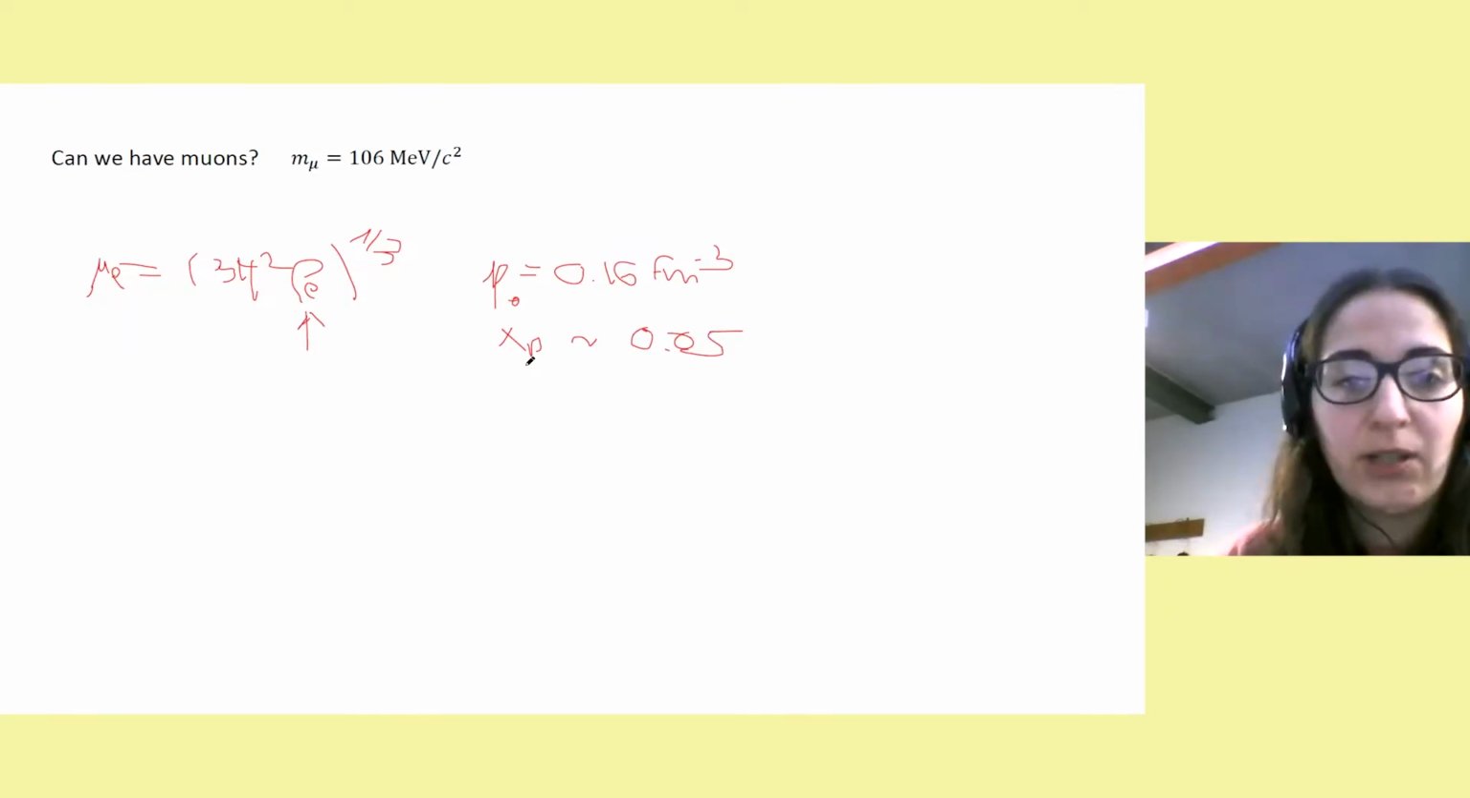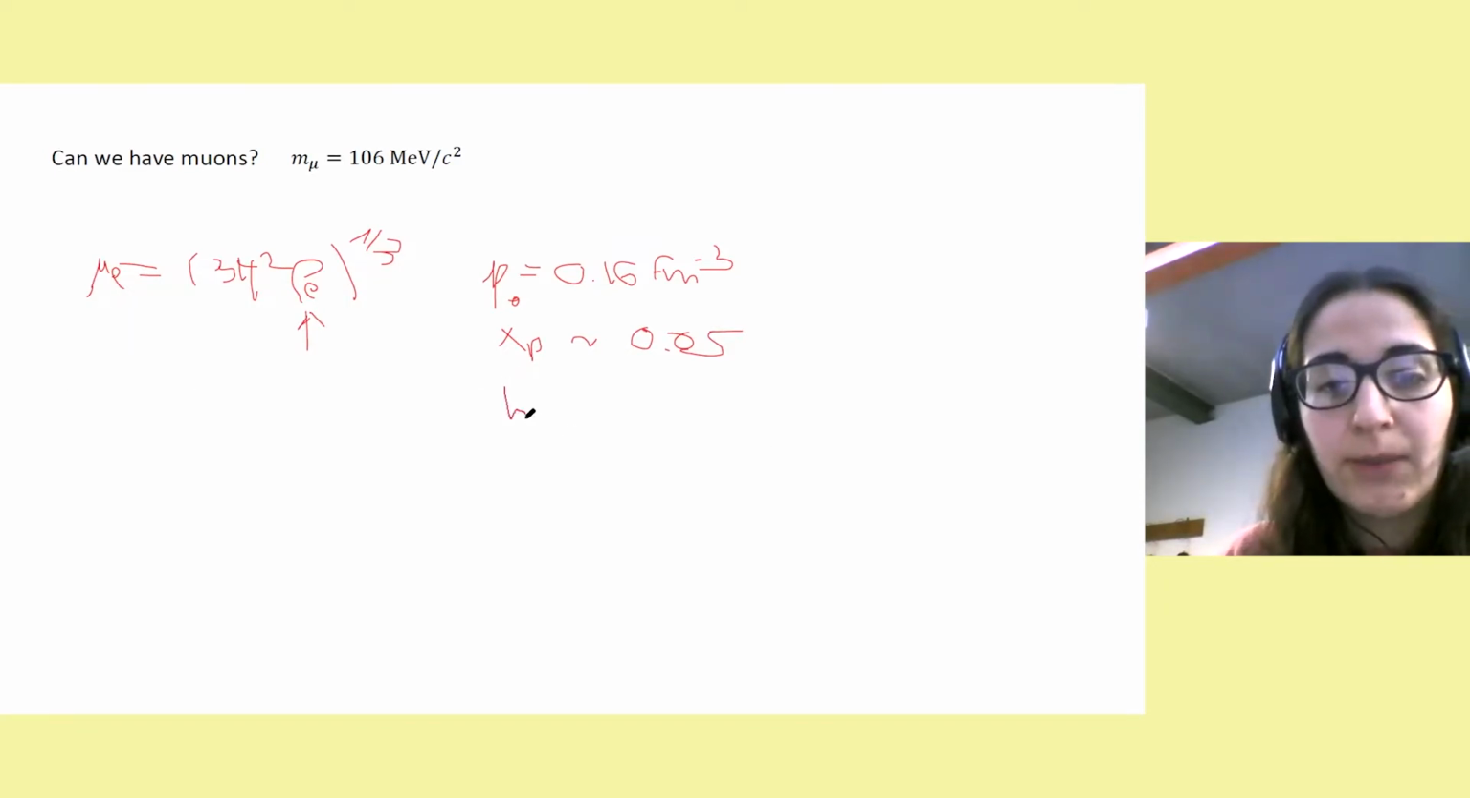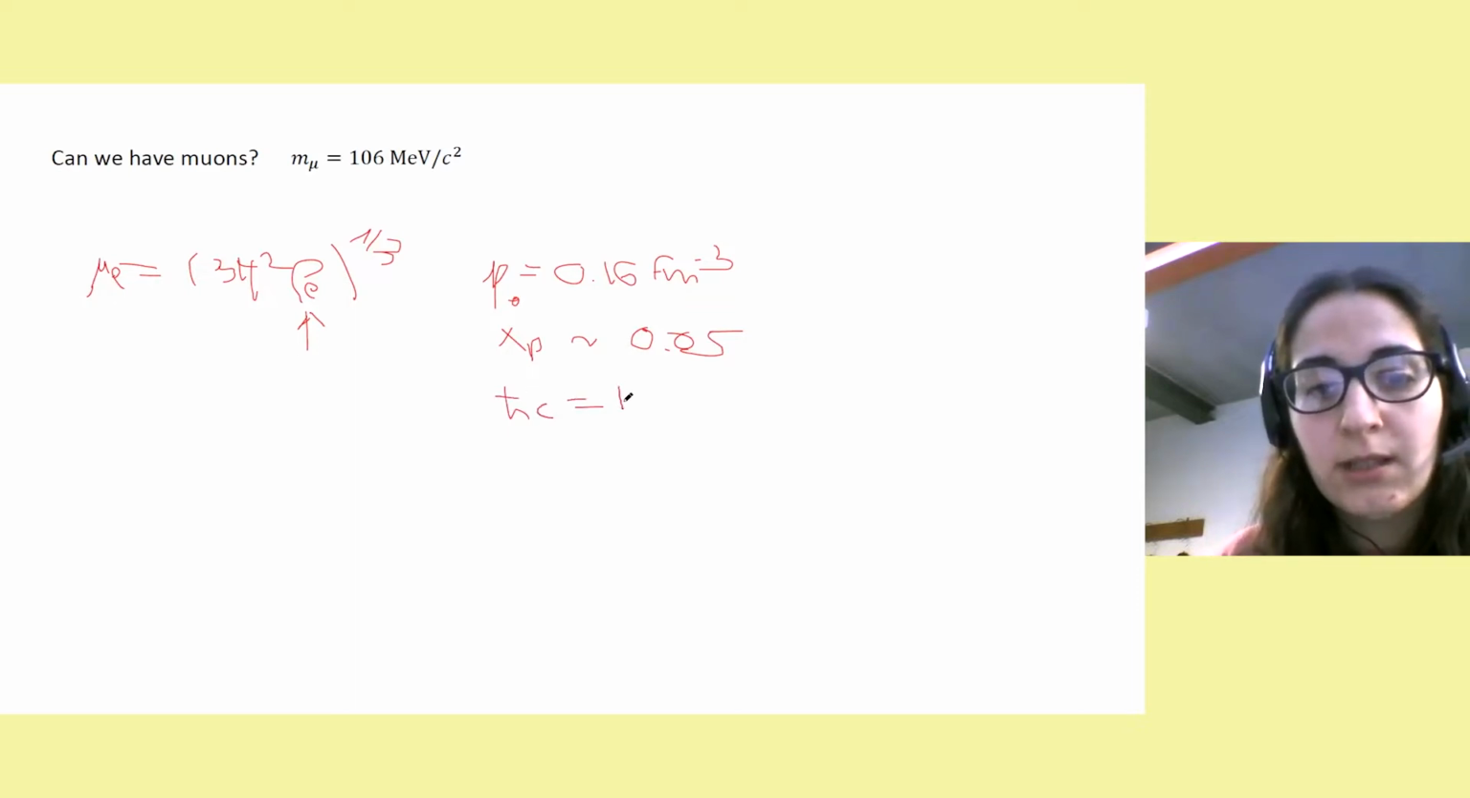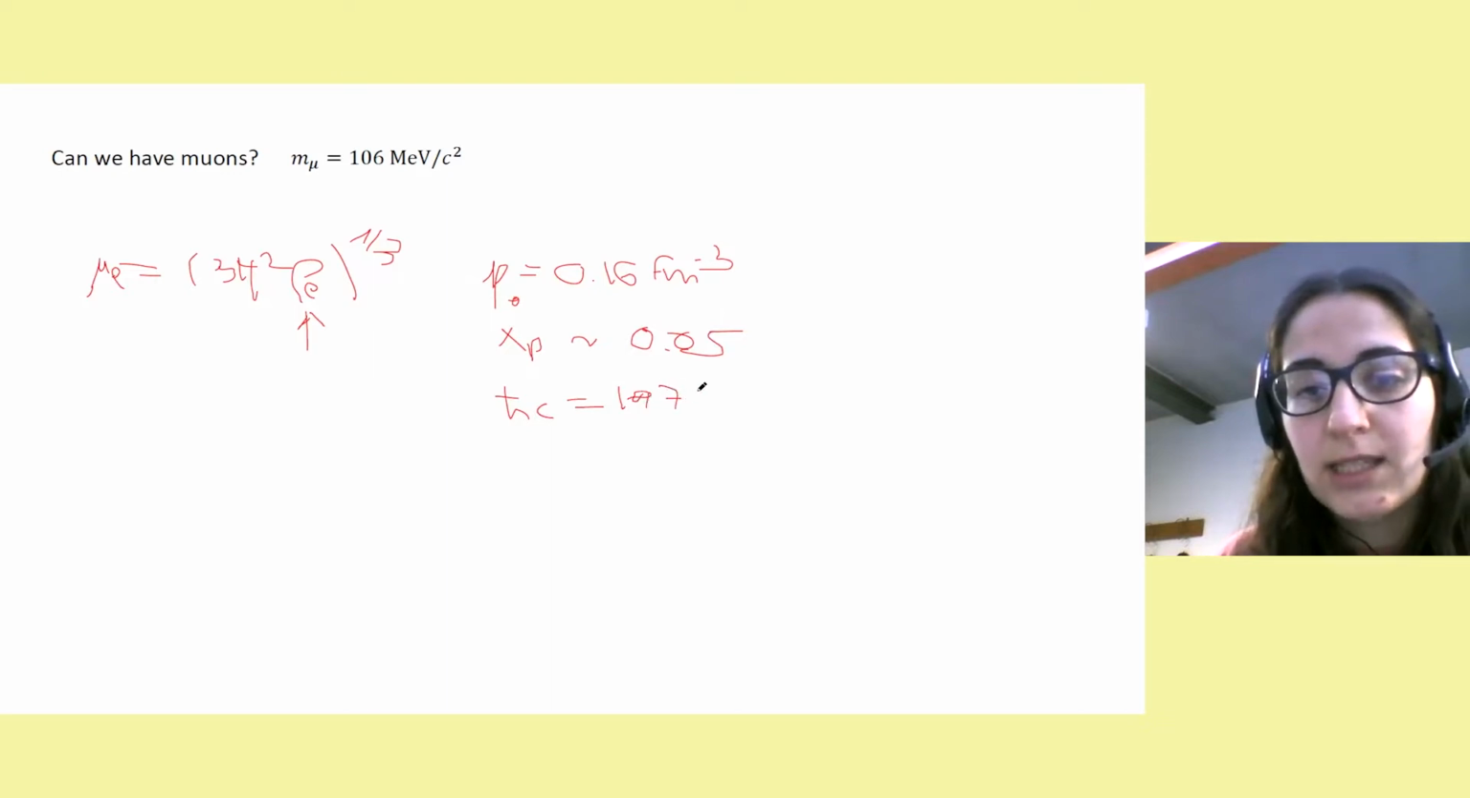Try to do this simple calculation and tell me what you get. Remember that the hbar c was 197 more or less MeV times fermi for the conversion of the units.